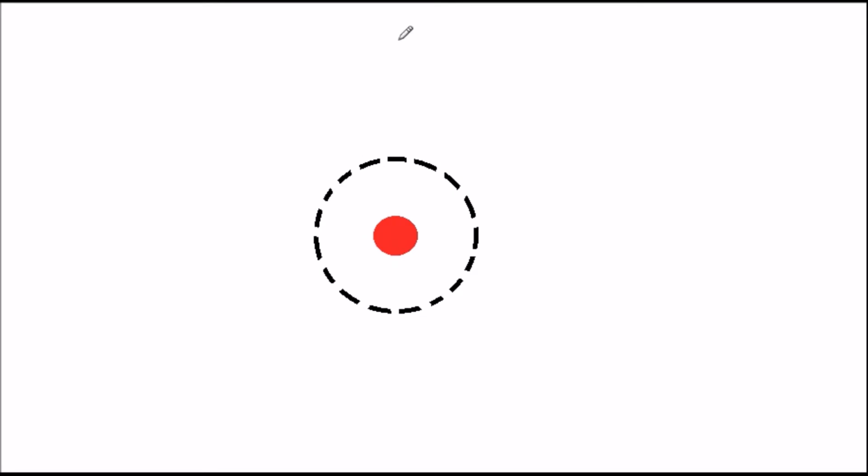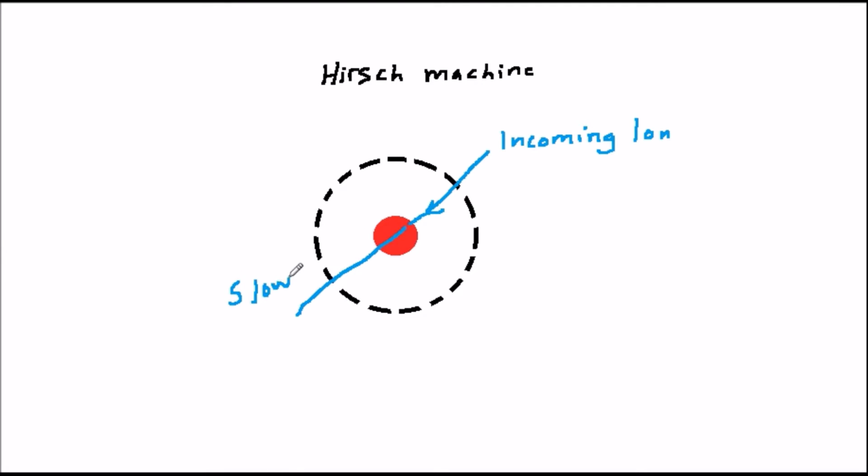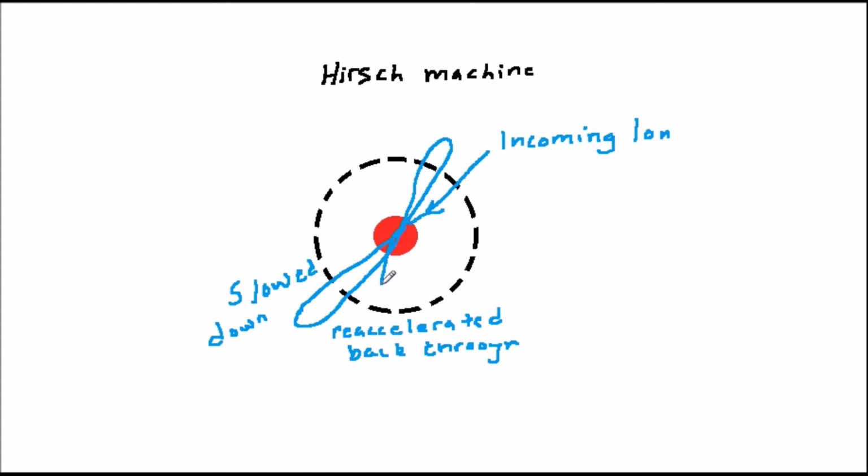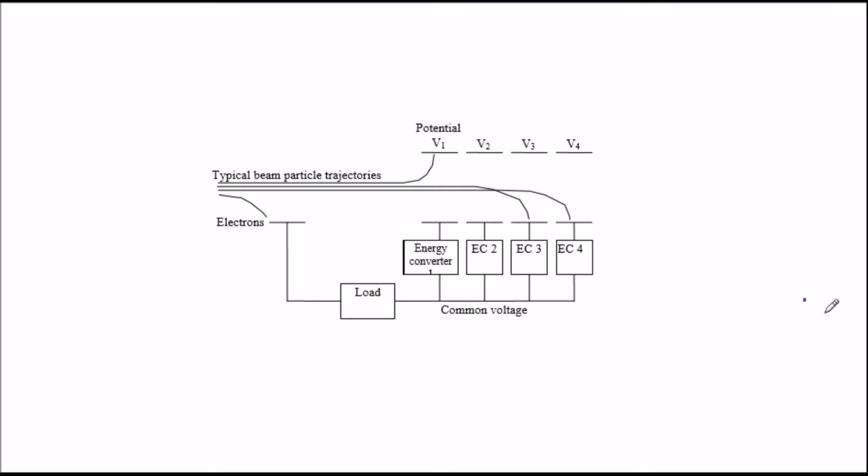In the Hirsch machine, particles are recirculated through the target by the grid. Particles are accelerated into the target and then slowed down on their way out of the other side. Then, once they've slowed down, they're re-accelerated back through again. Although it is possible to retrieve energy from slowing particles using a grid, this is not implemented in the normal Hirsch machine, and it is an inefficient process anyway, at less than 20% efficiency.